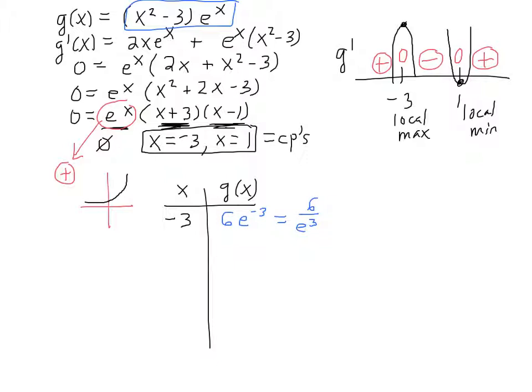Now, if it were e raised to the 3000, it would basically be 0. But 6 divided by e cubed, let's assume you're not allowed to use a calculator, but if you were, that is approximately 0.299, okay? But without a calculator, we just know that it's something modest in size, something positive, okay? Let's do the same for 1. So here, we're going to get -2e to the first, which is just -2e. Notice this is some negative number.